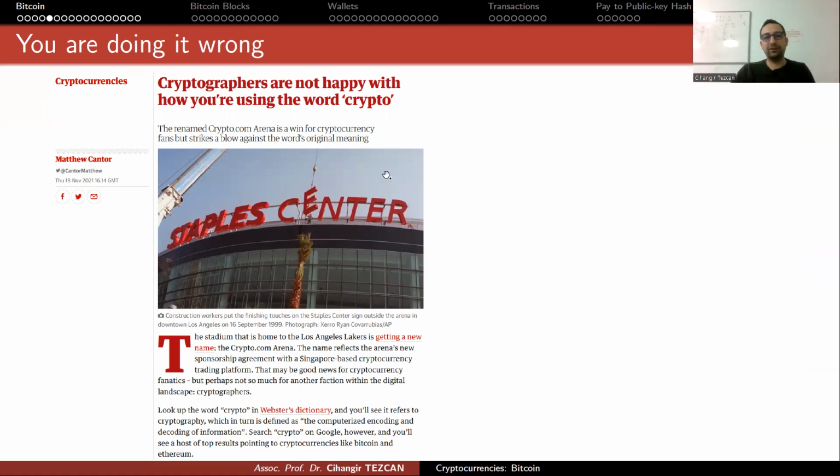So this also applies to many news stories. In this news, for instance, the stadium's name is changed to crypto due to some agreement. But that crypto is not cryptography. It is used for cryptocurrency. So this is also important because a lot of people start to use crypto for cryptocurrencies, but in every dictionary, crypto means the shortened version of cryptography.